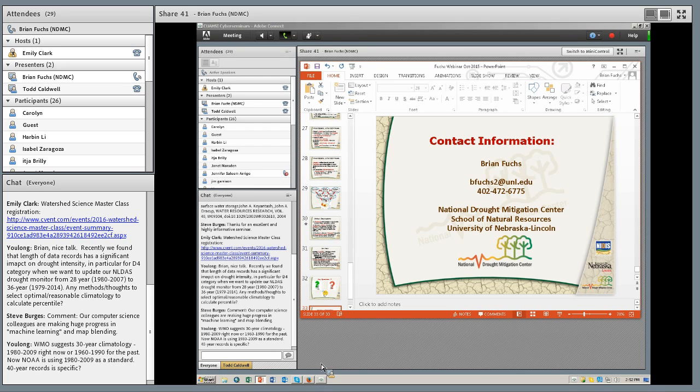Yeah, and with the WMO suggestion, many times with the groups that WMO is working with, they are in data poor regions, and so even coming up with a 30-year climatology, Yulong, is difficult for some of them. That's why 30 years is definitely the minimum threshold, even though for indicators such as the SPI, you can calculate it with as few as 20 years of data. But with anything climate related, the longer the period of record is, the better results you're going to get from it.